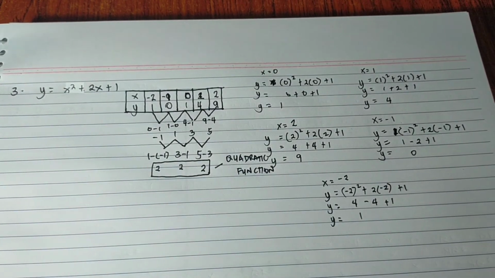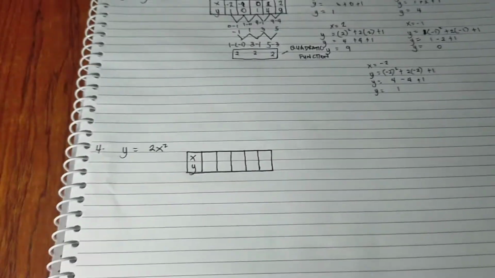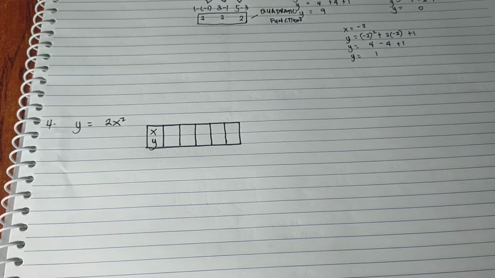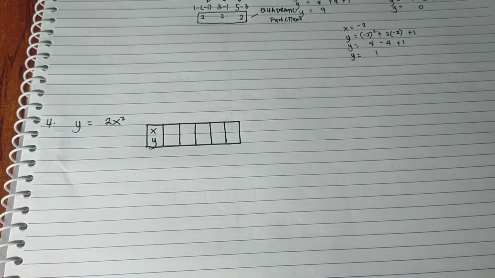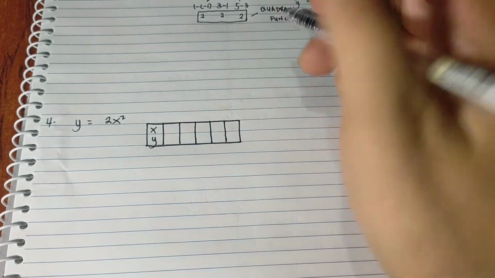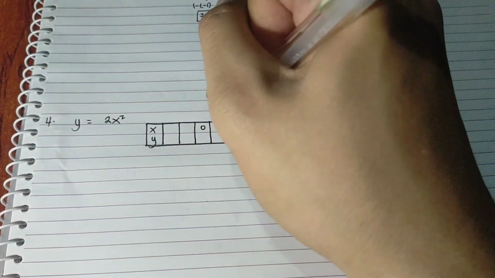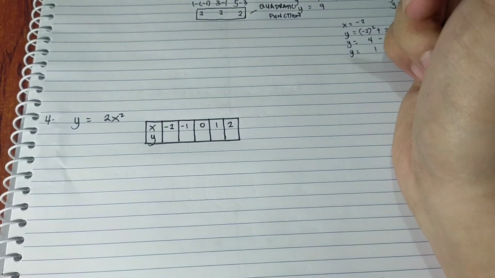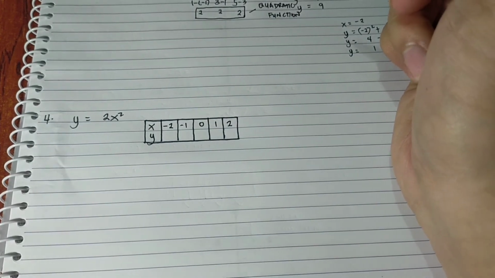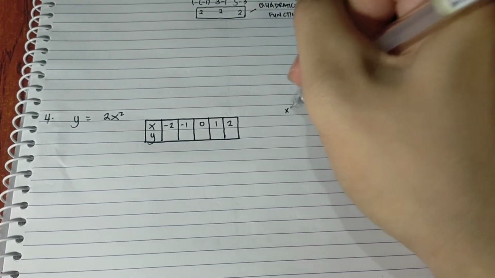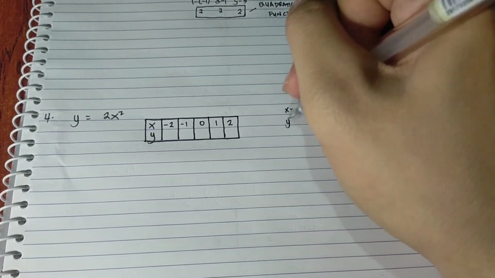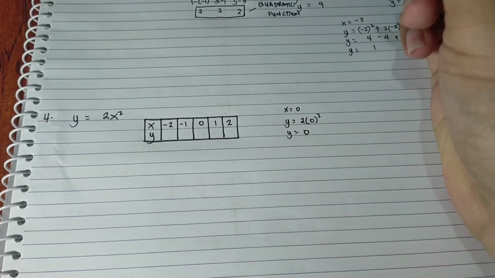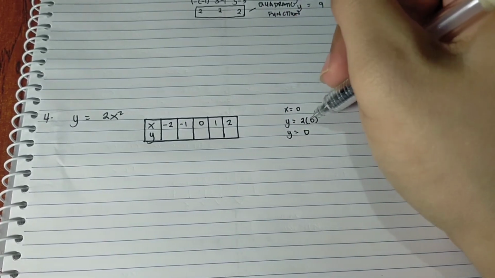Okay? Next, number 4 example tayo. Number 4 example is y is equal to 2x squared as it is. 2x squared. So, again, kunin natin 0, 1, 2, negative 1, negative 2. Okay? Next. So, let's say that x is equal to 0. Y will become 2 times 0 squared. Y is equal to 0. 0 squared is 0. 2 times 0 is 0.